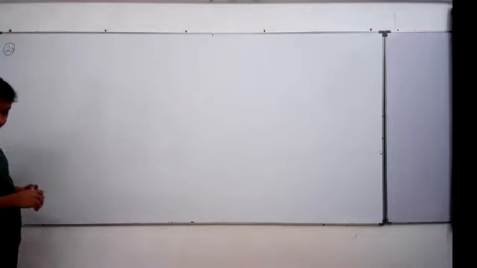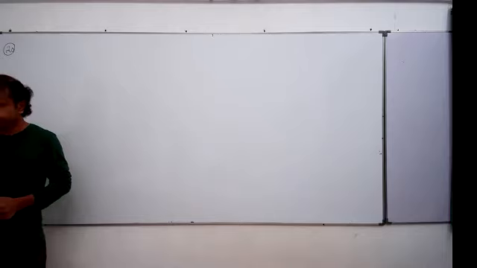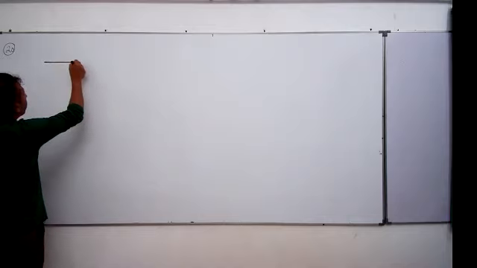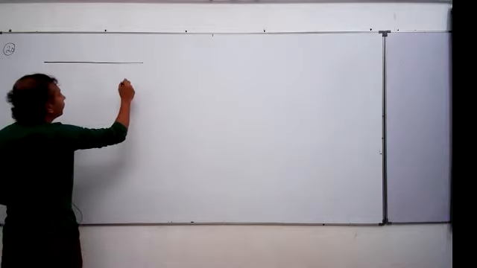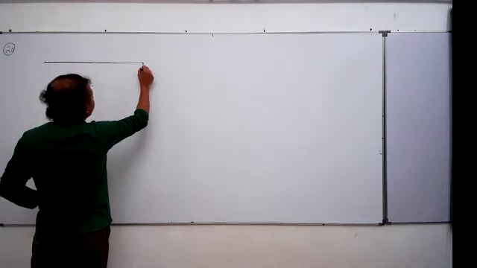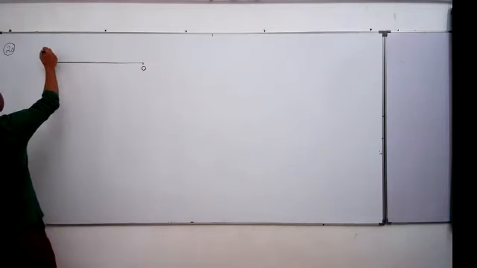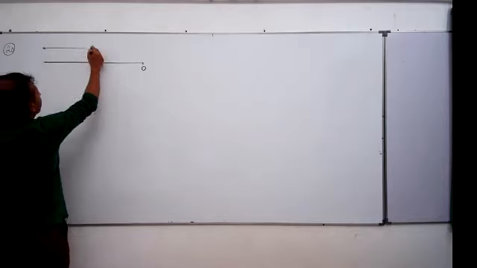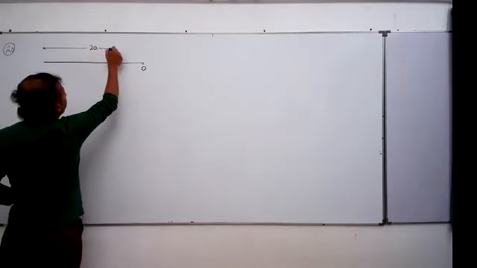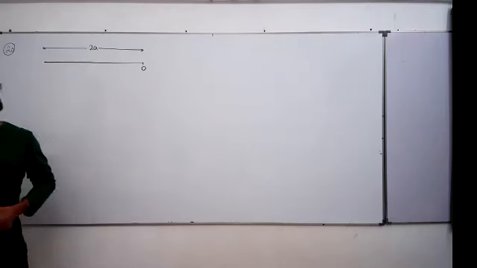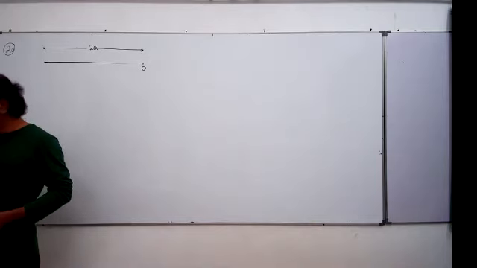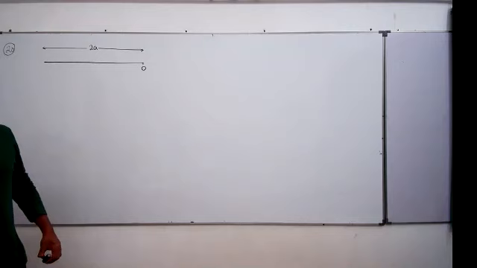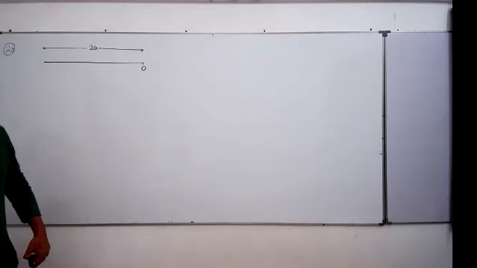Number 20. By this way, we have a table. On the table, there is a point O. The distance from this O to the edge of the table is 2A. Okay, and given is an elastic string of natural length A and modulus of elasticity mg.